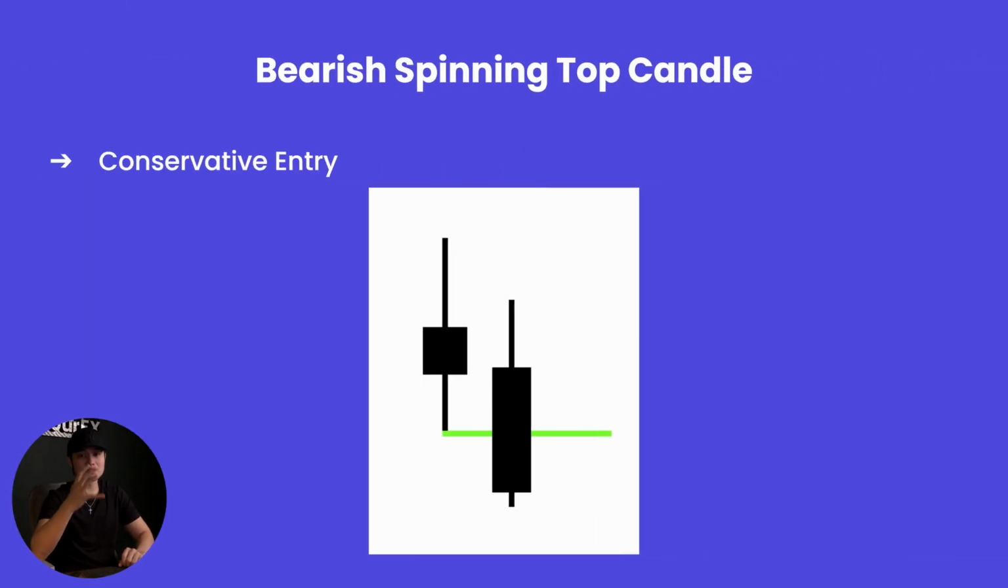Next, for the bearish spinning top candle, the conservative entry is the same case as the bullish conservative entry. We want to make sure that the price breaks and closes below the low point of the bearish spinning top candle here. Okay, break and close below this candle.